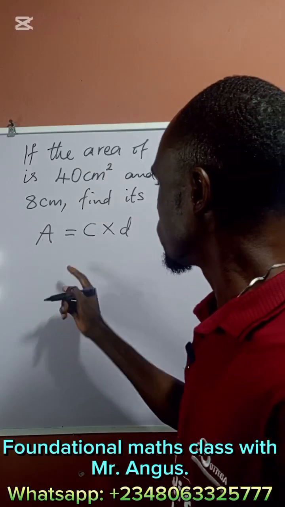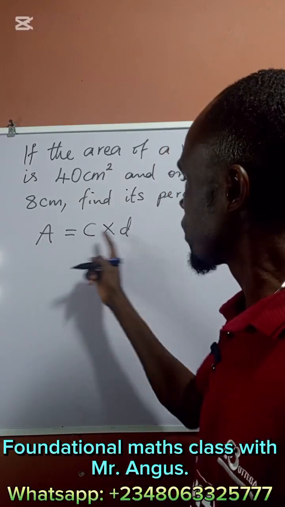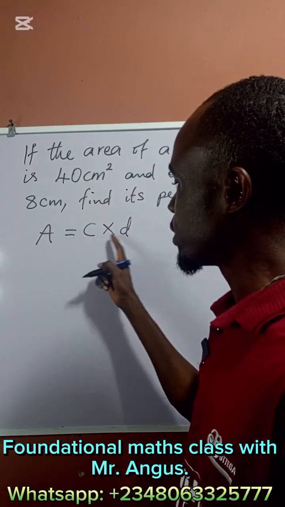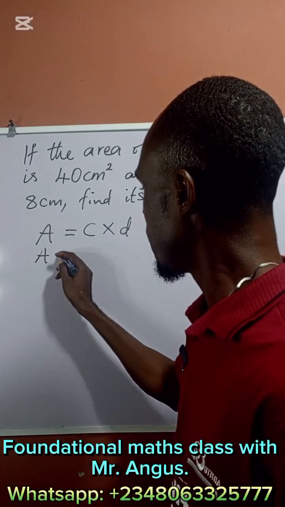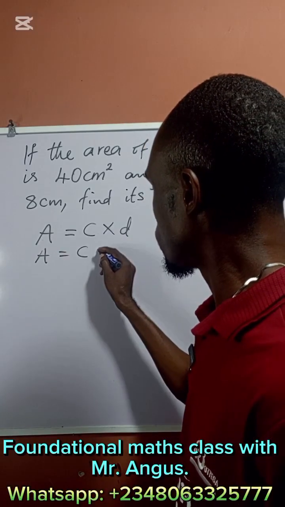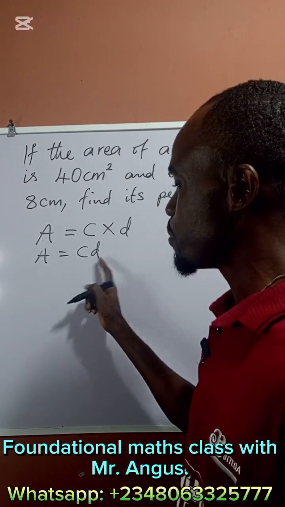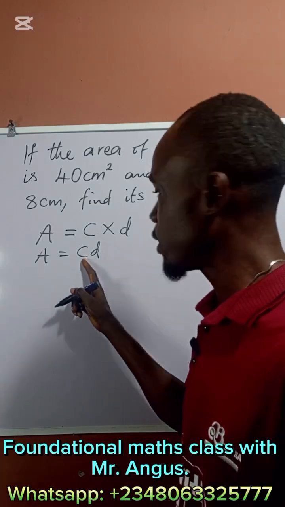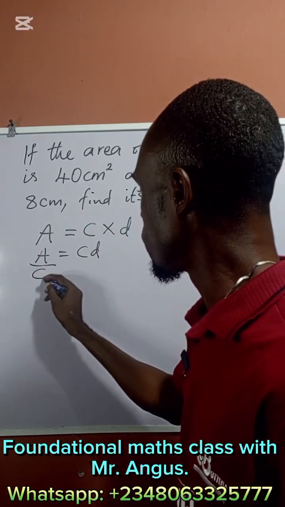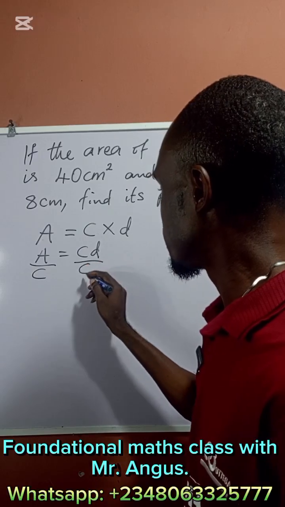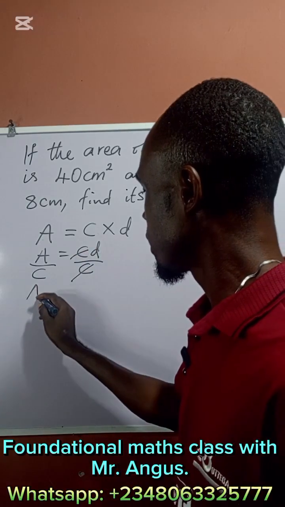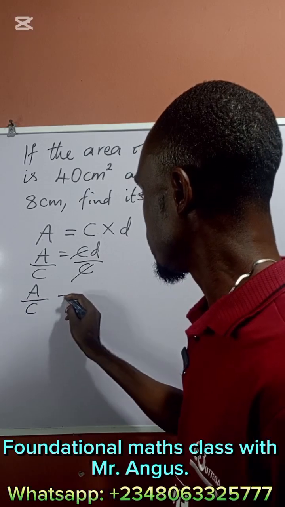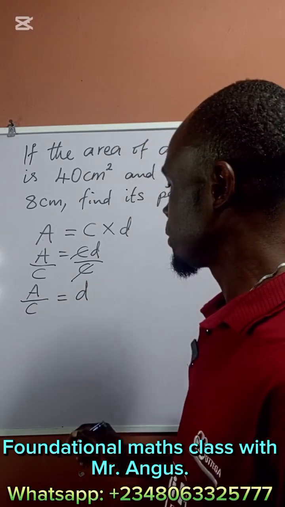All right, now substituting, we need to make one of these the subject of the formula. By so doing, what do we do? A is equal to C times D gives us what? CD. So let us make C the subject of the formula. By so doing, we'll divide both sides by C so that C can cancel C and leave us with D. Therefore, A over C is equal to D.